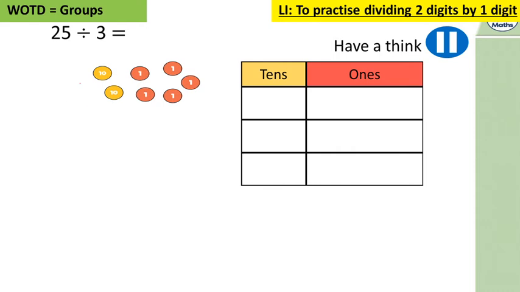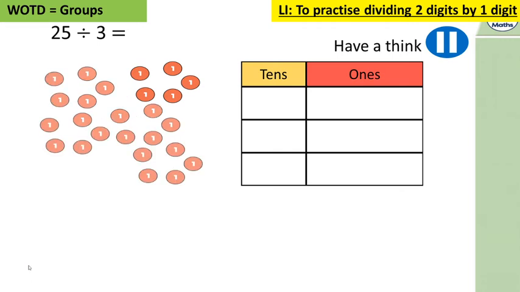Let's have a look at 25 divided by 3. So I've got my 2 tens and my 5 ones, and I want to make groups of 3. Can I make a group of 3 out of this? I cannot, because there's only 2 in there. So what do we need to do with the 2 tens? You need to exchange them for ones. So 2 tens is 20 ones. Then I'm looking to see how many groups of 3 there are here, or how many times you can share it.